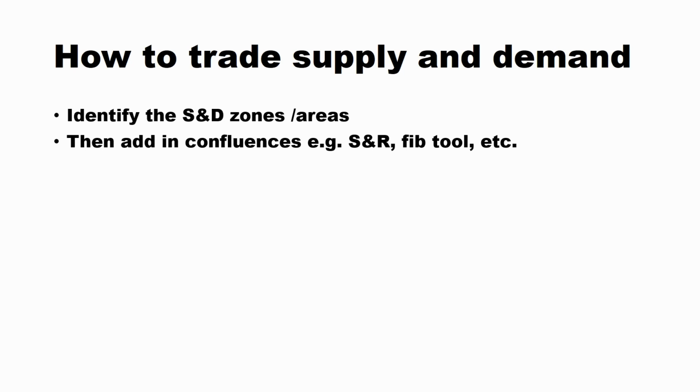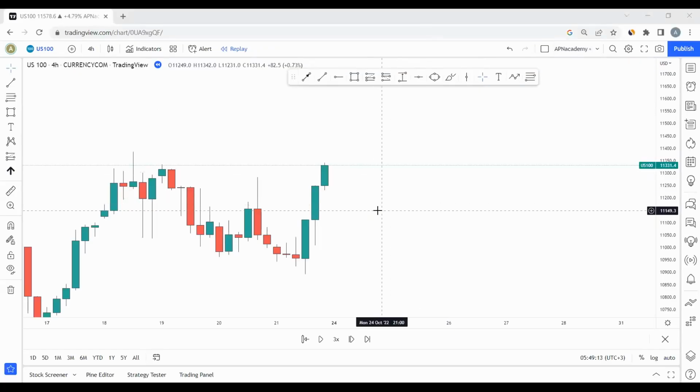So first, identify the supply and demand zones. And then after that, bring in the confluence. We're going to do this on the chart, right? So without wasting time, let's just go and do it, because I've showed you theoretically, but now I would like us to do it practically together so that you can also go and apply it and backtest. Okay, so this is US 100.